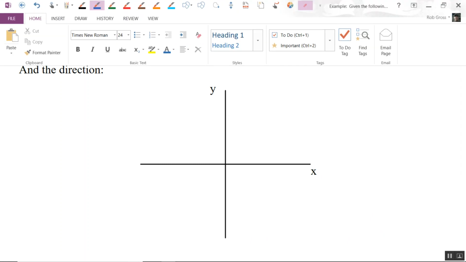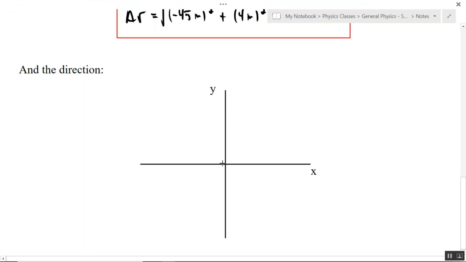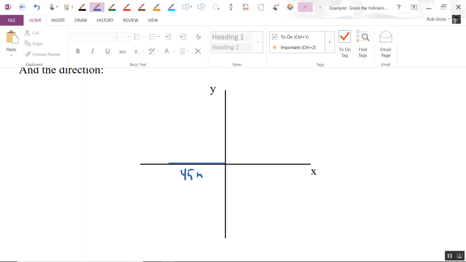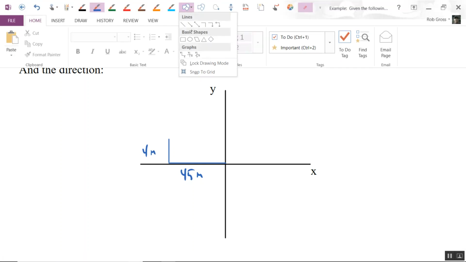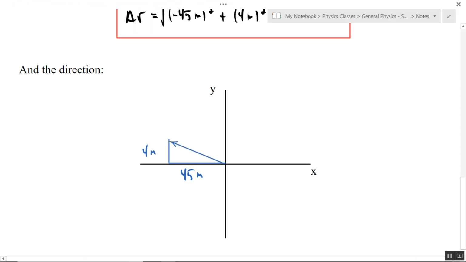It's 45 meters in the negative x direction. So this is 45, I'm just writing the amount. It's negative 45, but the fact that I'm drawing it to the left means it's negative. And then it's 4 meters up, so it's not quite to scale, obviously. 45 should be a lot bigger than 4. But this is the displacement vector, right?